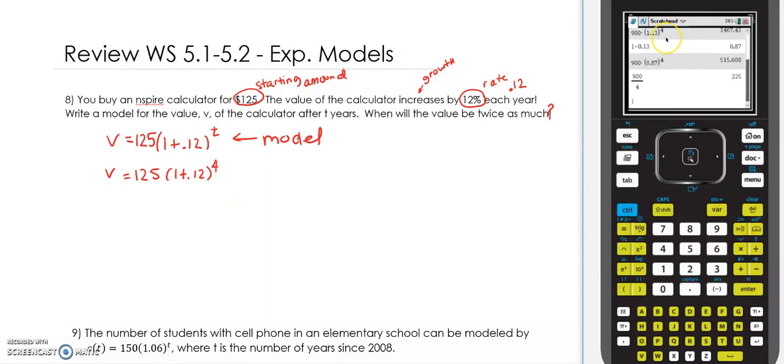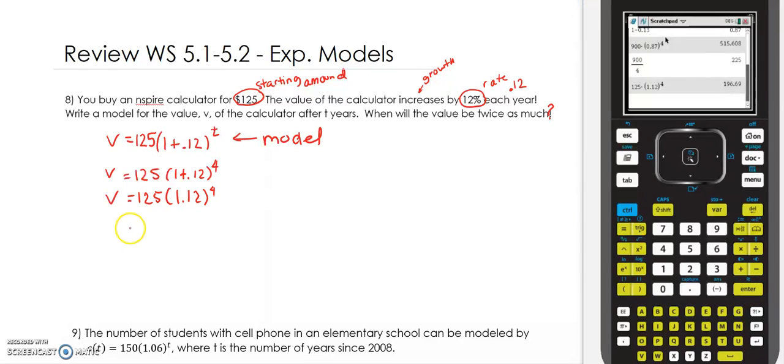And if I want to go ahead and do that on my calculator, I can just put 125. I'll use the parentheses, 1, and then I can add this together. Let me do that here. 125. Make my model a little more simplified. And then I am going to raise it to the 4th power. And we get around $196.69. So after 4 years, my calculator is almost $200 if this model works over an extended period of time.